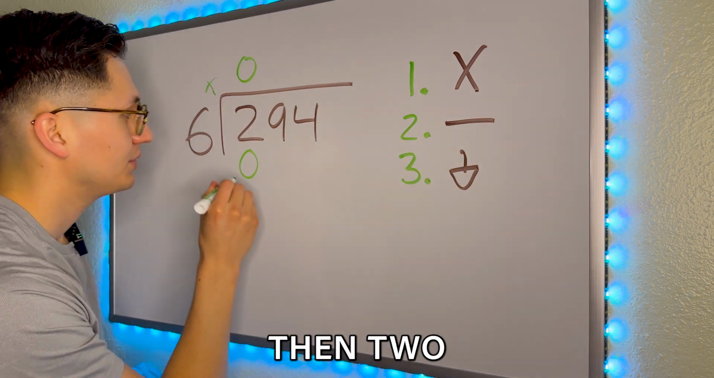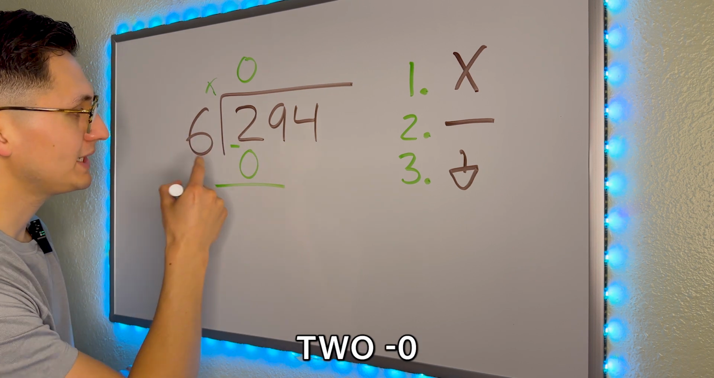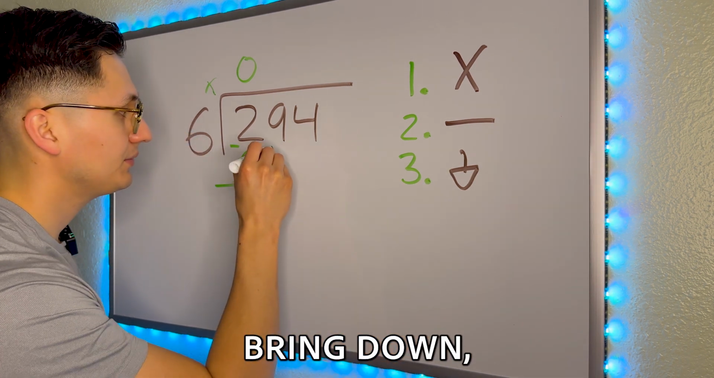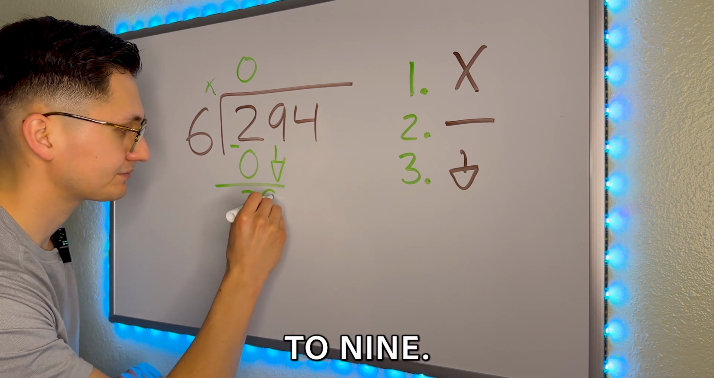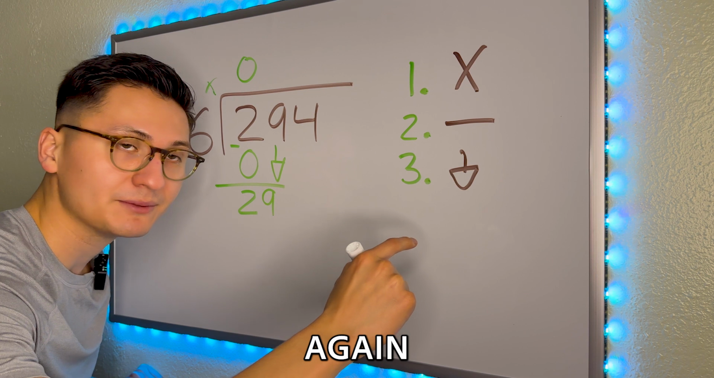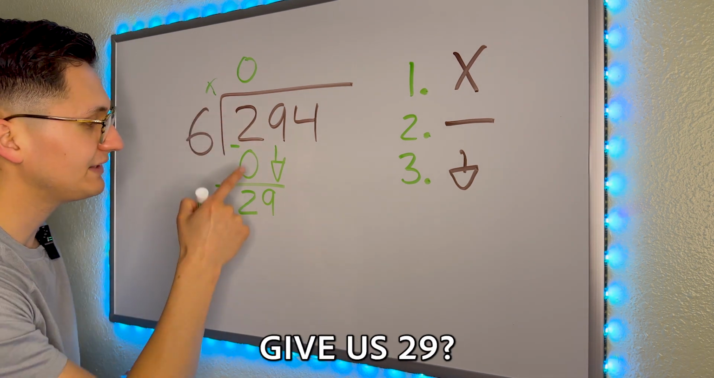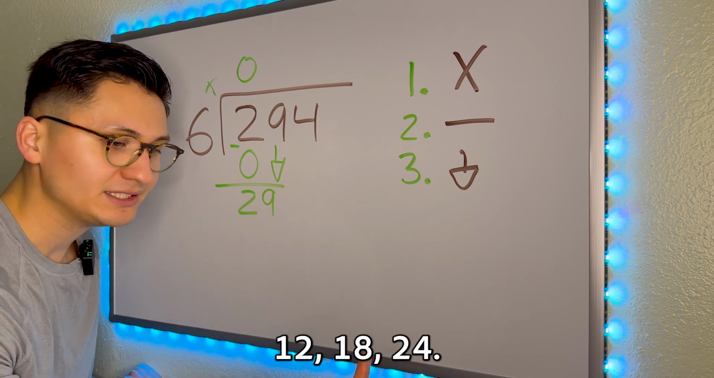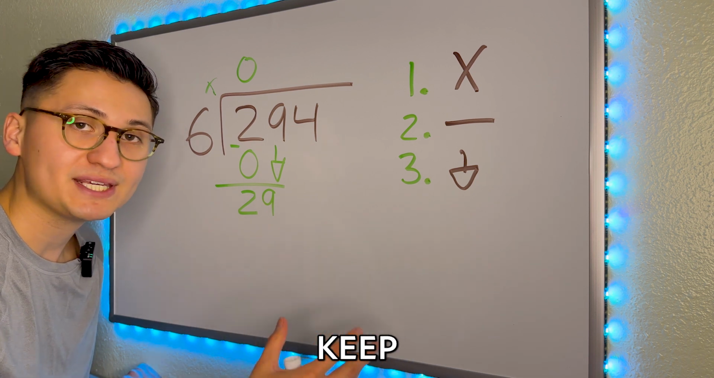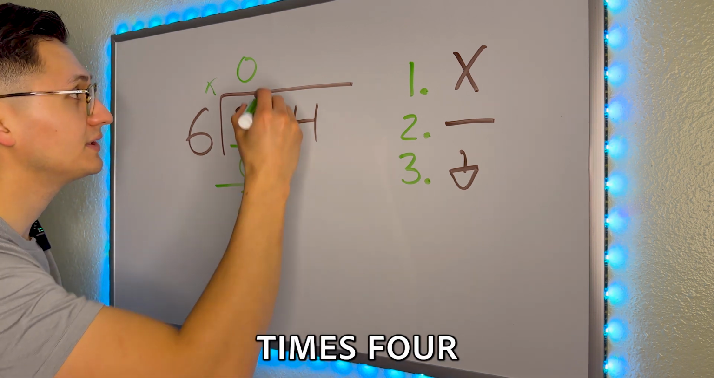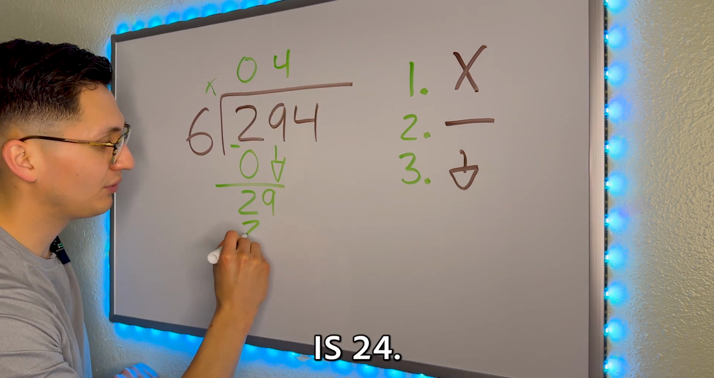Step 2, we subtract. 2 minus 0 is 2. Step 3, bring down. We bring down the 9. And now what? Now we repeat the process all over again. 6 times what is going to give us 29? Well, 6, 12, 18, 24. If we keep counting, it'll be way too much. So 6 times 4 is 24.